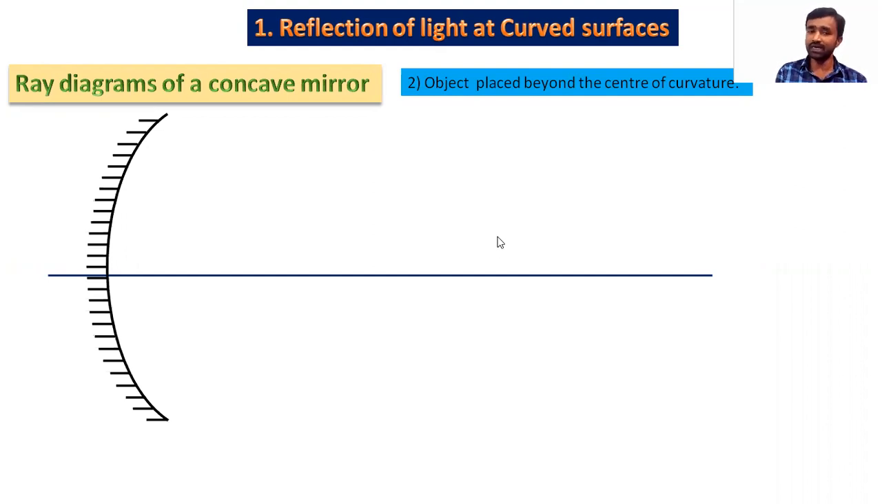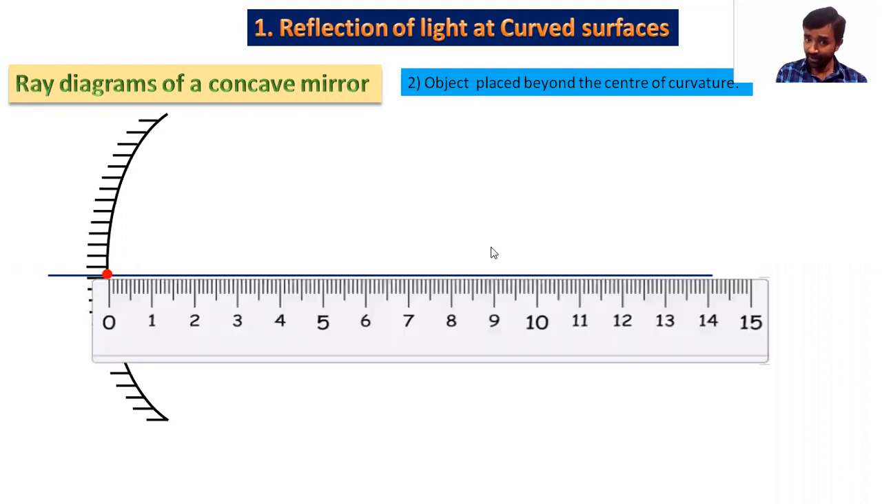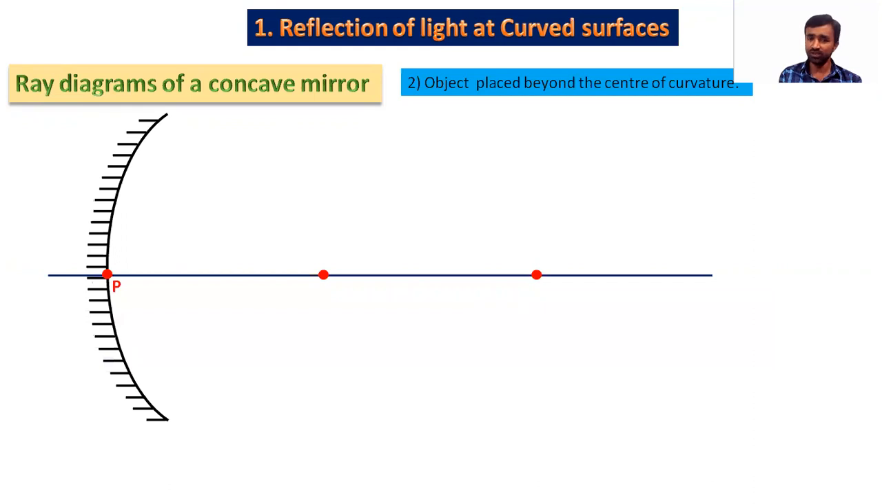Then what to do? Identify the known points: pole, focus, and center of curvature. So here I am showing you 5, 5. Based on the page size, you can follow 6, 6 centimeters or 7, 7 centimeters also, but equal distances, right? So here 5 centimeters, 5 centimeters. That means at 5 centimeters, one point, and at 10 centimeters, one point identified by me. So one is focus and the other is center of curvature.